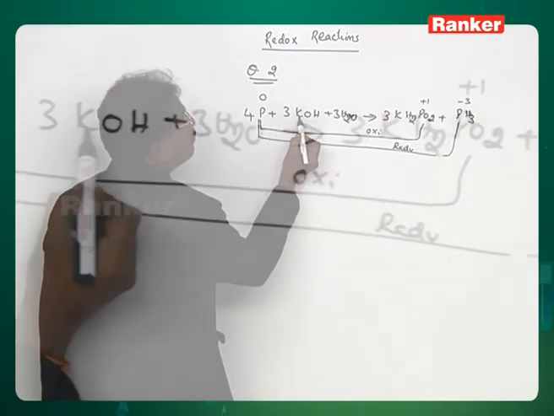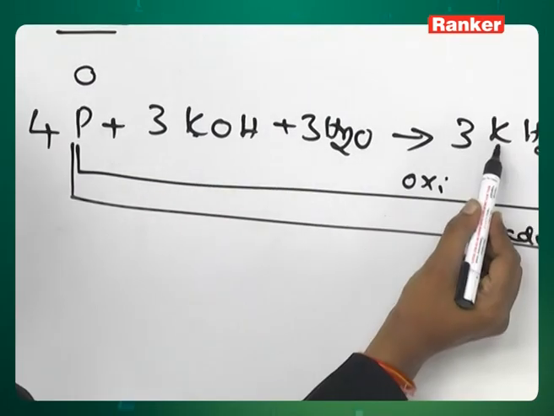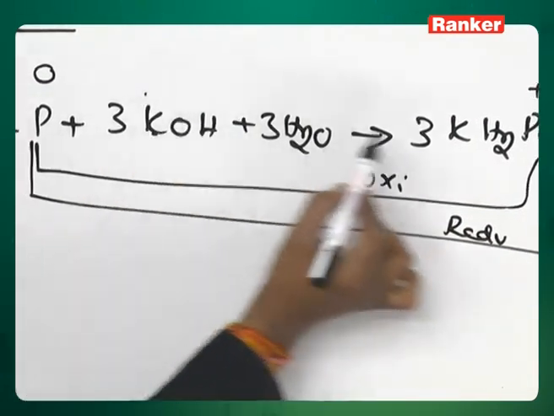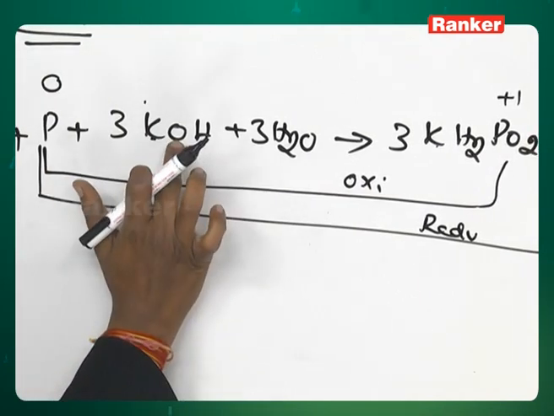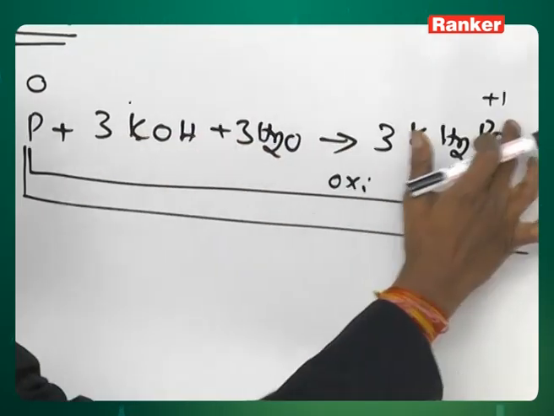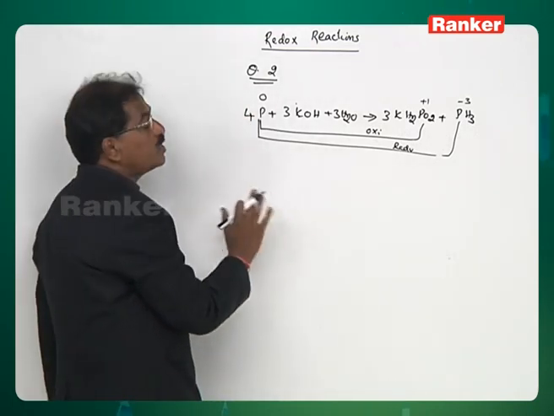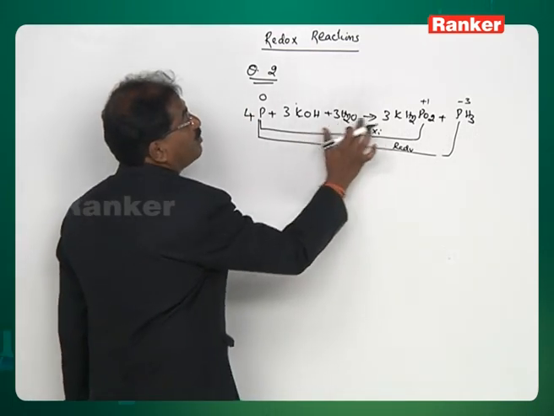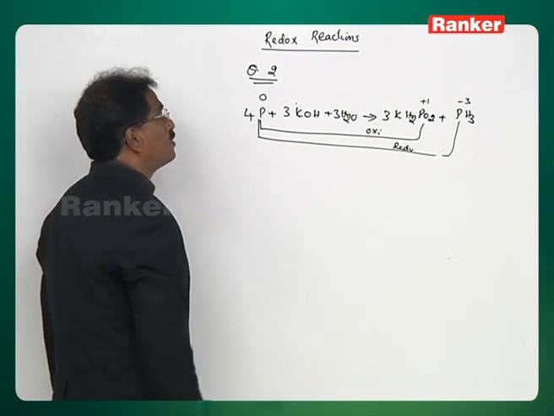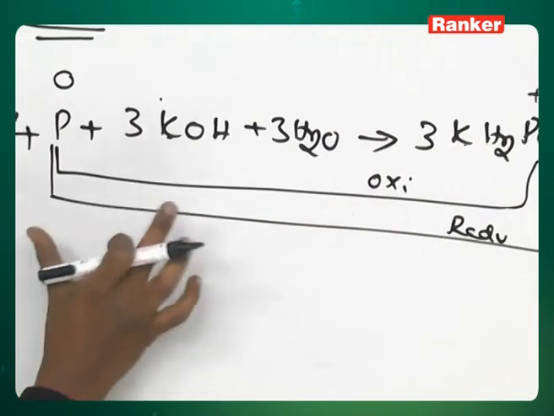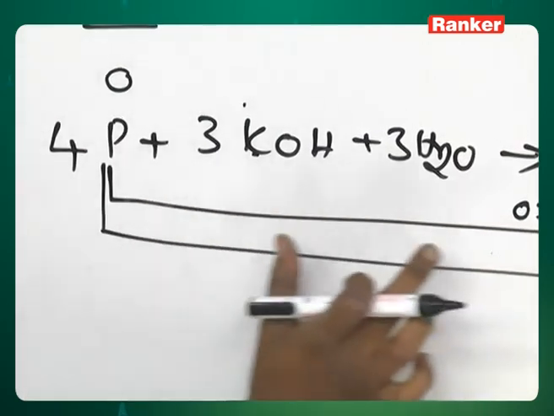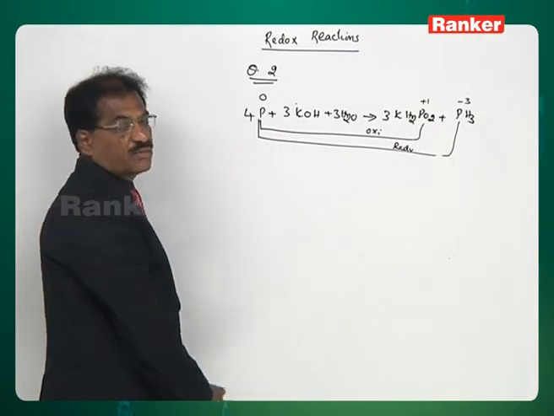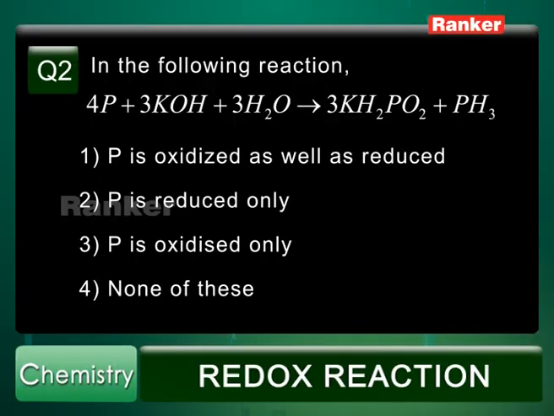Similarly, for potassium, you observe the change in oxidation state. Here +1, here +1. There is no change in the oxidation state of the potassium. Similarly, for oxygen, here -2, here also -2. For oxygen also, there is no change in the oxidation state. For hydrogens also, there is no change in the oxidation state. Therefore, in this entire reaction, only for phosphorus there is a change in the oxidation state. Therefore, some phosphorus atoms are undergoing oxidation, some are undergoing reduction. Hence, the answer is 1.